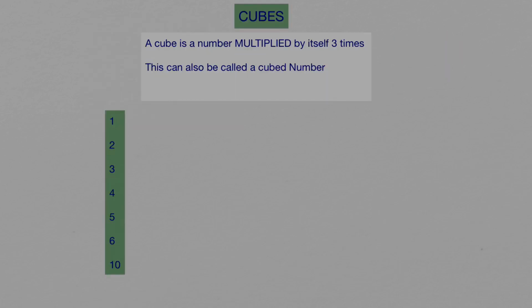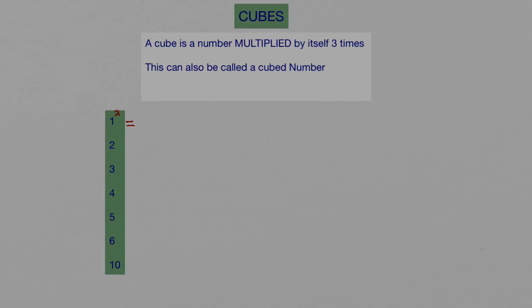Okay, now we're going to cover cubes. We have done squares just recently, and now we're going to cover the cube part. A cube is a number multiplied by itself 3 times, whereas in the square we were multiplying a number by itself 2 times. In cubes we multiply it 3 times. This can also be called a cube number.